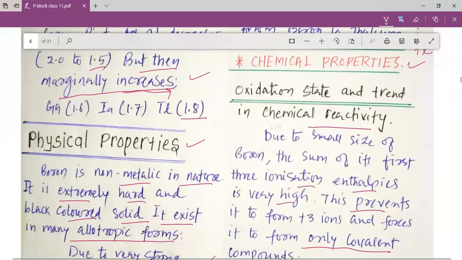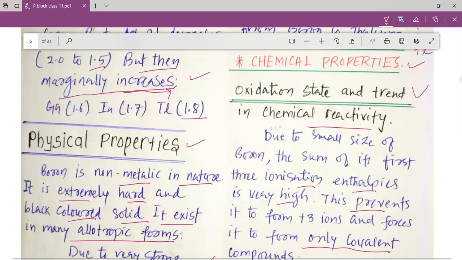Then we started studying the chemical properties. First, we studied the oxidation state and the trend in chemical reactivity, my dear students. They generally show the group oxidation state +3, but in case of aluminum, the sum of the first three ionization enthalpies is decreased as compared to boron, and that is why boron makes covalent bonds, but aluminum can make ionic compounds.